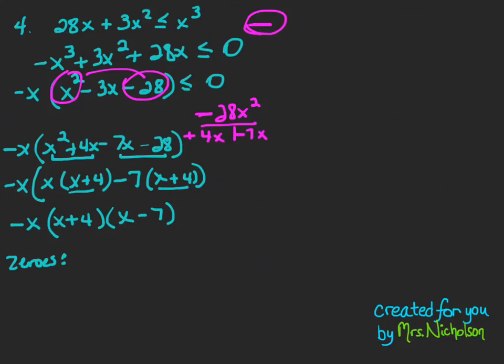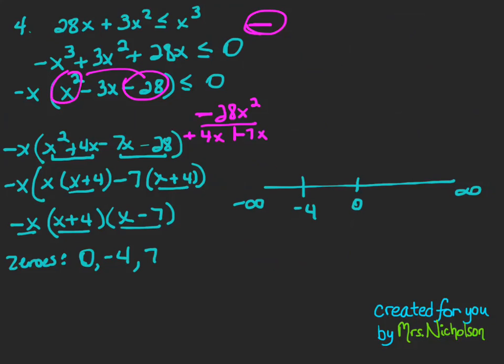Now whenever I have an x by itself, like this first factor, that's going to give me a 0 for 0. And for my next factor, the 0 would be negative 4. And for the final factor, the 0 would be positive 7. So now let's go to a number line. Negative infinity, positive infinity. My lowest number is negative 4, and then 0, and then 7. So let's substitute in numbers from each interval.